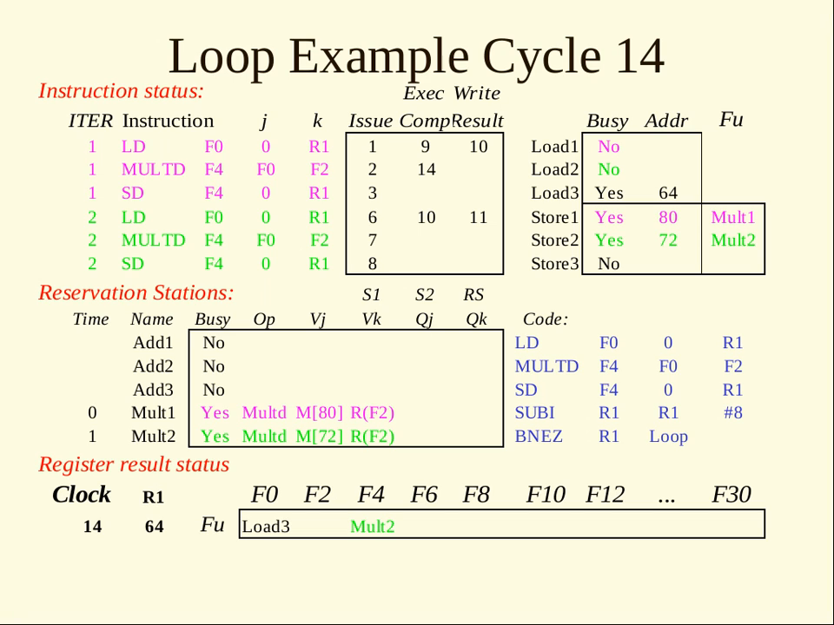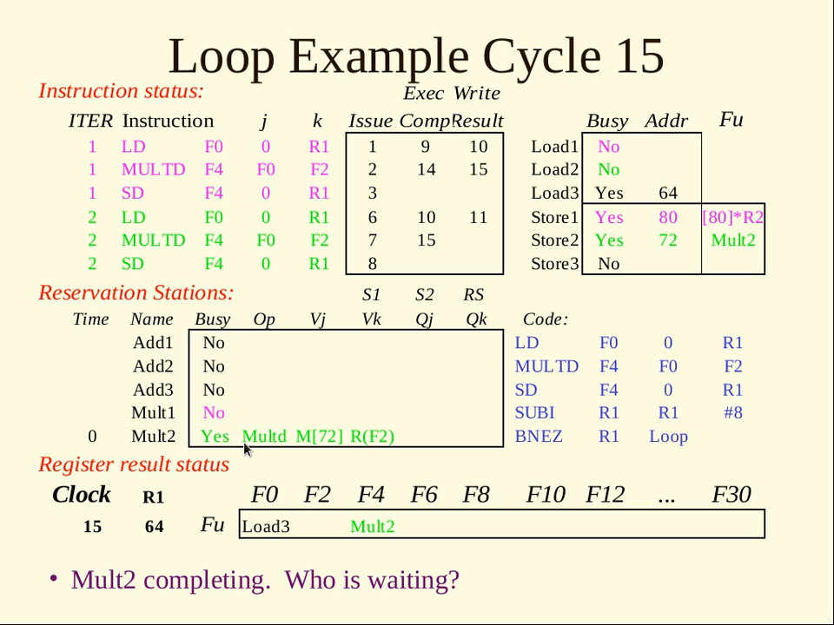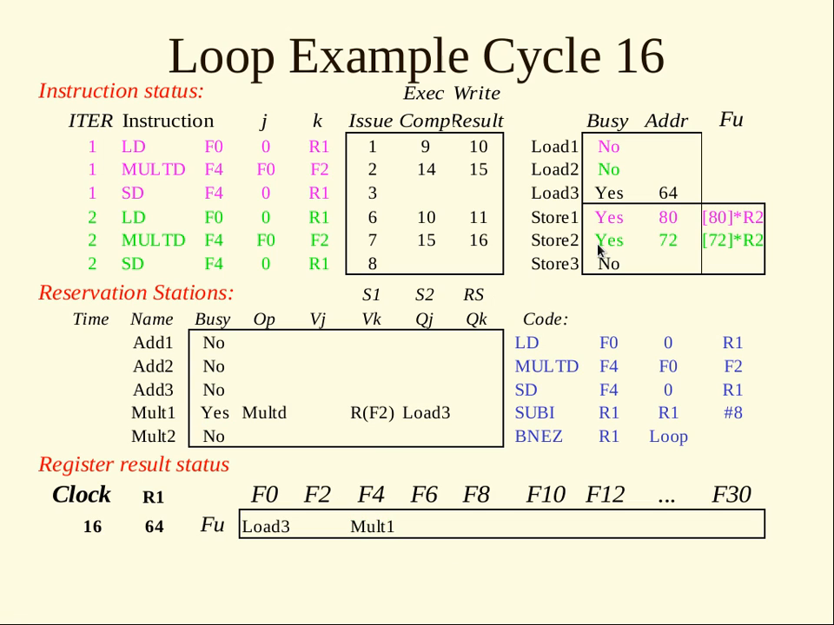So the multiply finally completes. Who's waiting on multiply 1? Subtract. No, you mean store, SD. Yes, store. This guy right up here. So he gets updated, and now the store is going to complete in 1 cycle. You can issue the next multiply as well. Mult 2 is now going to complete. Who's waiting on that? Store 2. Yeah, the other store as well.